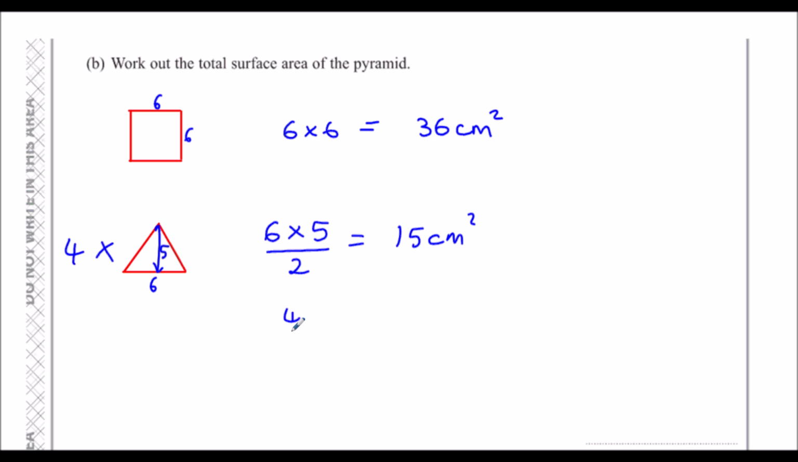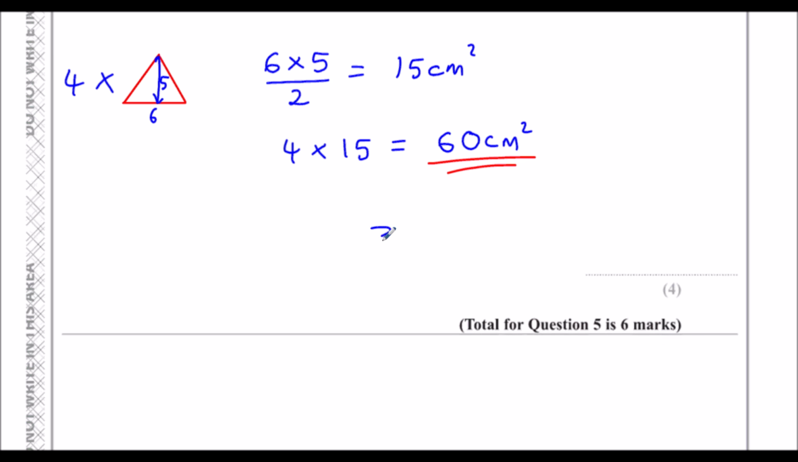And remember, we've got 4 of those. So I've got 4 15s. To multiply by 4, double it and double it again. So 60 centimeters squared. So I've got 36 plus 60, and that is 96 centimeters squared. There was no units given to us in the box, so we need to write them in. So 96 centimeters squared. We measure area in squares.